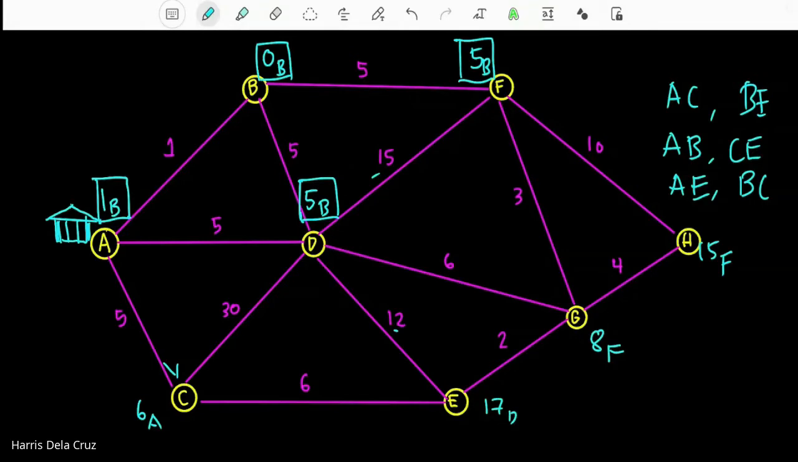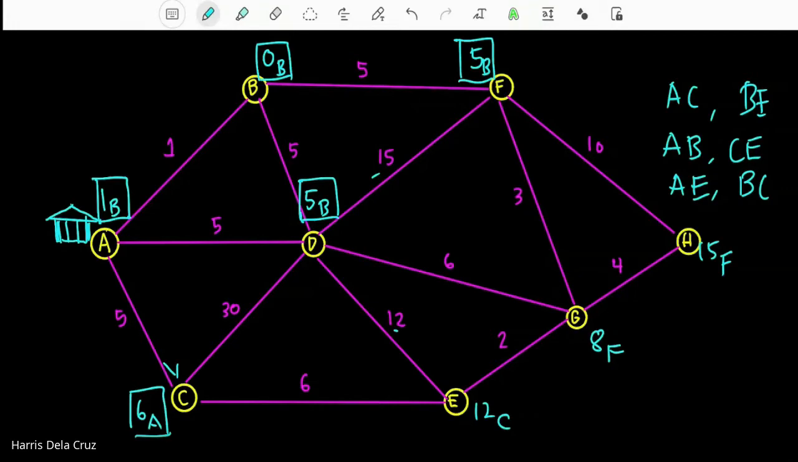Now, of the 4, the smallest label is 6. So I'm going to permanently label C with 6A. From C, I can reach E. So that's 6 plus 6, 12. So this will be replaced by 12C. The rest of the labels cannot be visited from C, so they will remain the same.